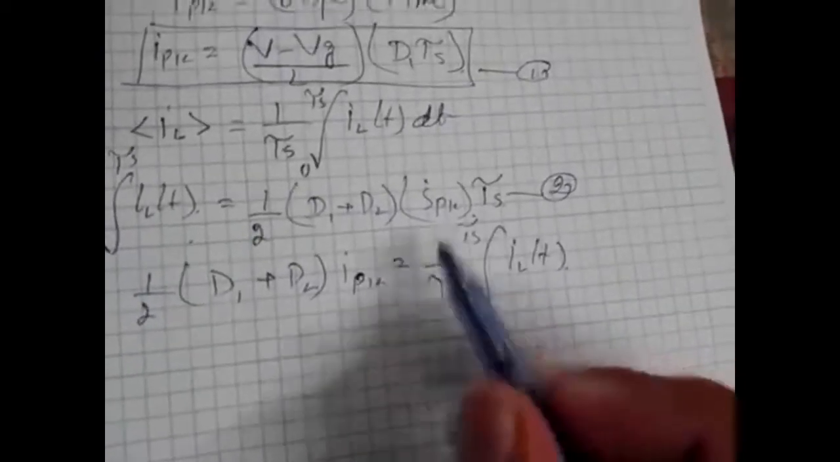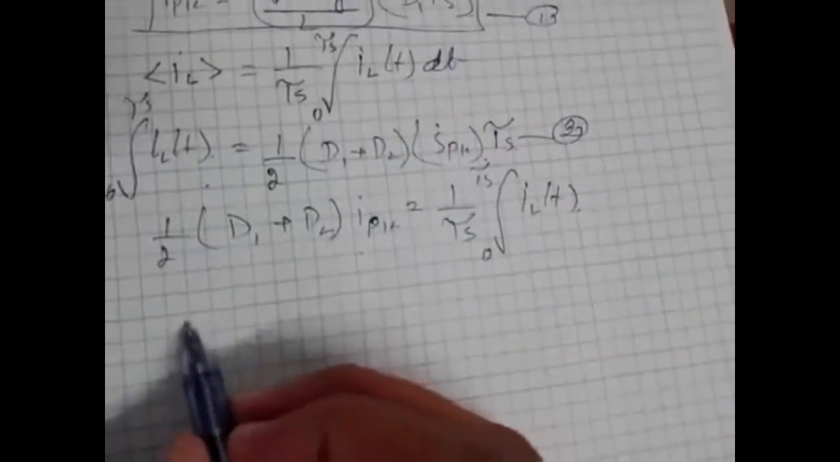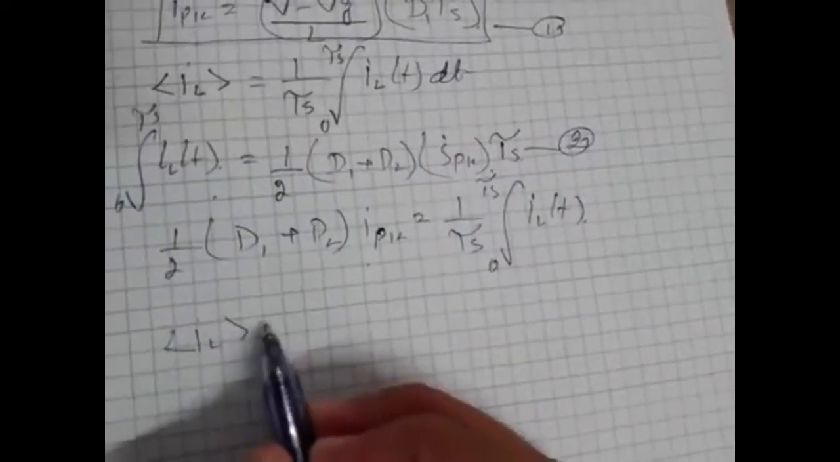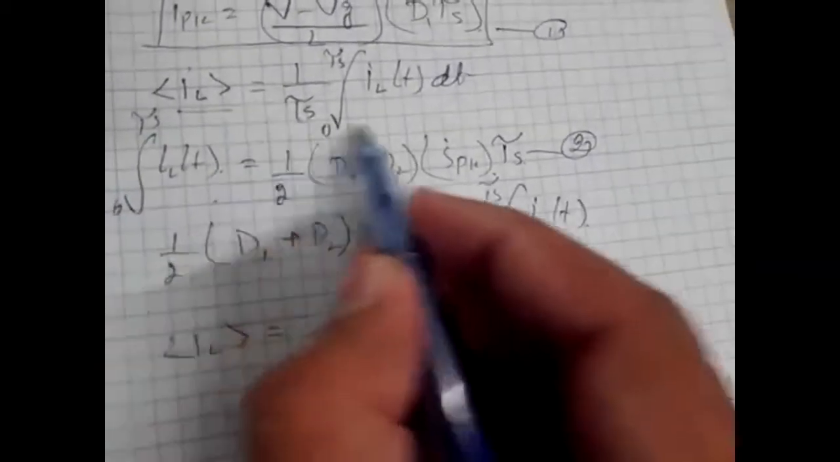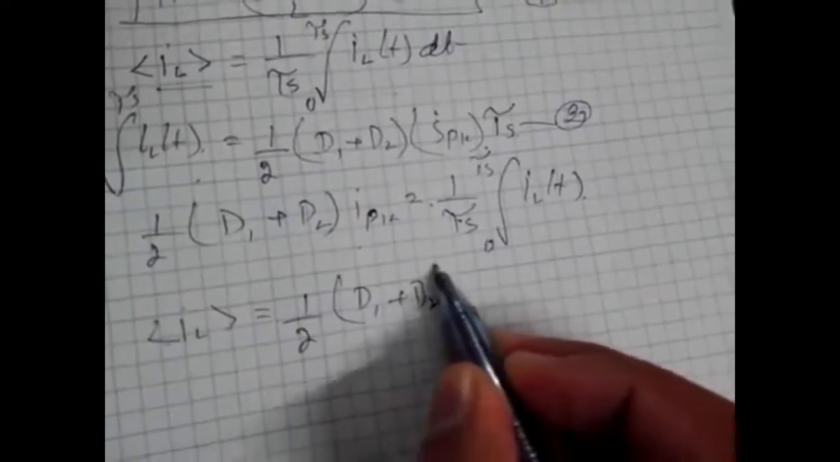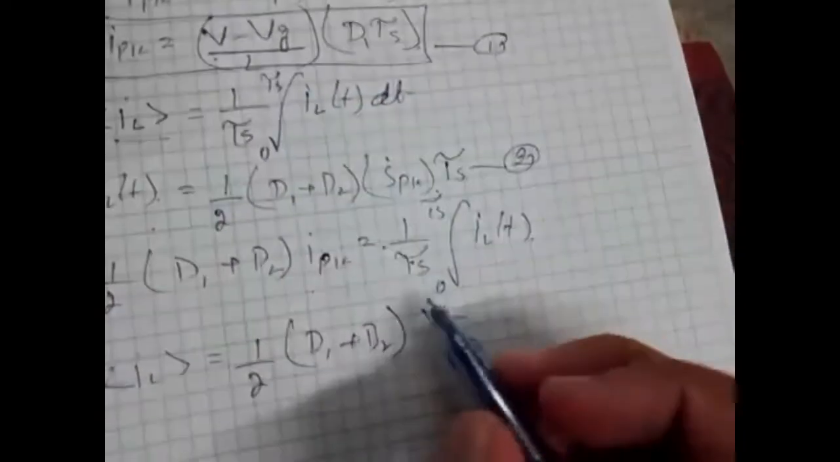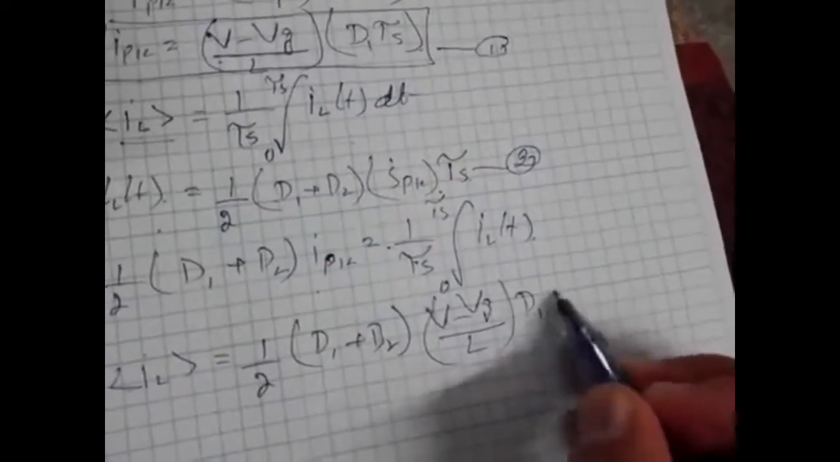Now putting this value here, we get IL, the average DC value of the inductor, is equal to this. As this is equal to this, instead of this I can put 1 by 2 (d1 plus d2). So the peak value is (V minus Vg) divided by L, into d1 Ts.